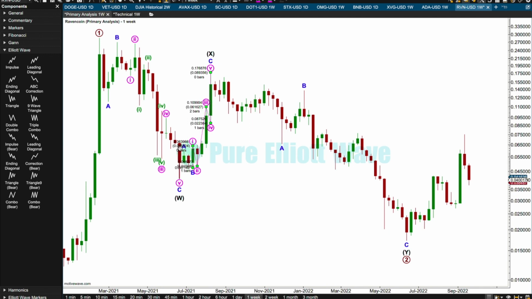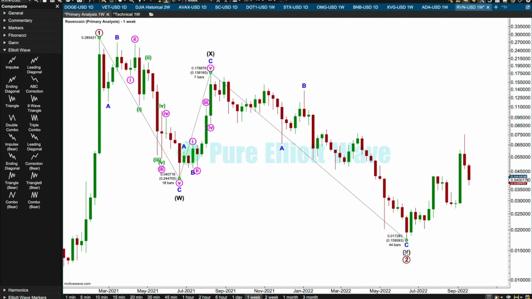A zigzag subdivides 5, 3, 5. C waves are in a third wave position, and so it's not unusual to see C waves extend. They can behave like third waves. It's really common for a third wave to extend, reasonably common for C waves to do that as well. Okay, so X is over and then Y is moving price lower. It could be over down here.